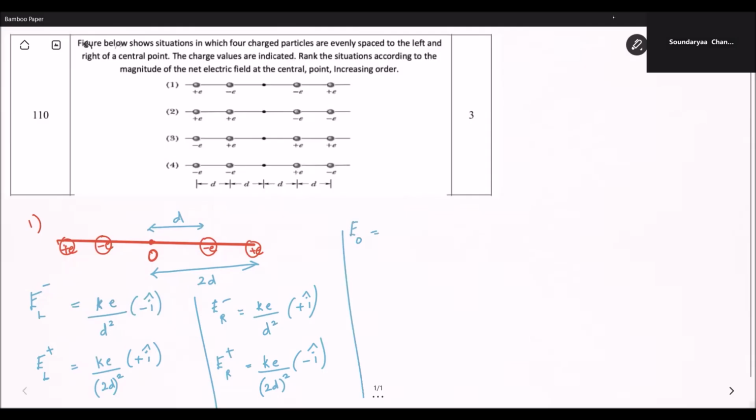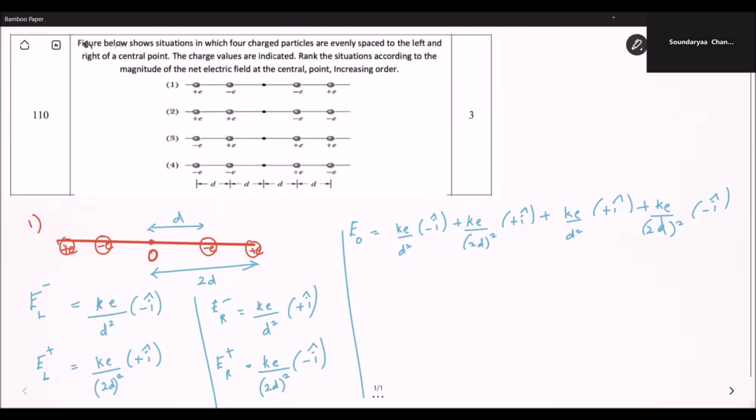So you'll be adding all these things. Ke by d square into minus i cap plus ke by 2d the whole square into plus i cap plus ke by d square into plus i cap plus ke by 2d the whole square into minus i cap. You check whether anything is cancelling or not. Yeah, we can identify the first term and the third term will get cancelled.